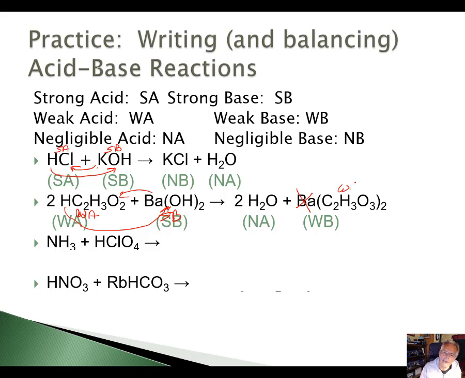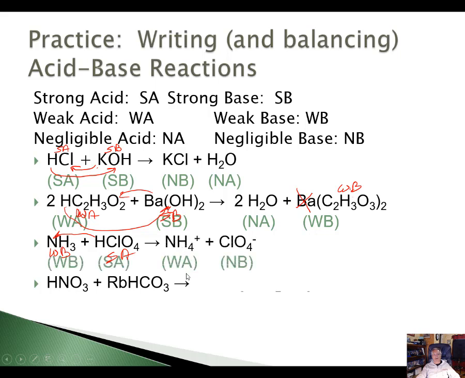Here is your weak base right here. It's the conjugate base of acetic acid. Here we've got ammonia. Ammonia is a weak base. This is perchloric acid. It's a strong acid. They're going to swap partners. The hydrogen ion is going to gobble up all the weak base, and then you're going to have the perchlorate ion hanging out as a conjugate neutral base. Okay, so you got a weak acid and a neutral base.